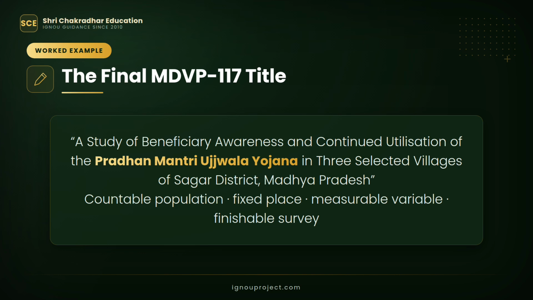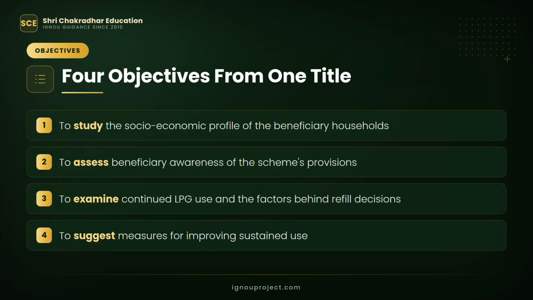And you arrive at a title like this: A Study of Beneficiary Awareness and Continued Utilization of the Pradhan Mantri Ujjwala Yojana in 3 selected villages of Sagar district, Madhya Pradesh. Notice what that title does. The population is countable, the place is fixed, the variable is measurable, and the whole thing is a survey you can finish. From that title, 4 objectives follow almost mechanically.